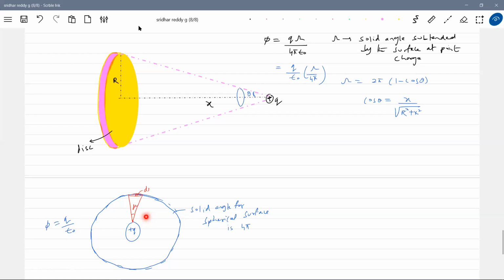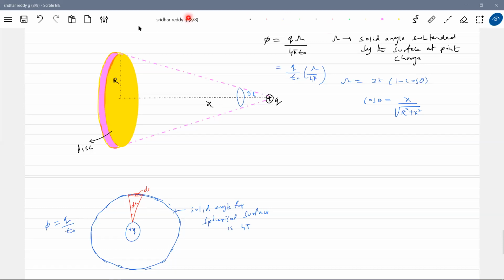Now you can see this. The d omega is also a spherical angular, sir, so it's also three-dimensional. So don't bother about that. Got this? Now, the solid angle subtended by the disk should definitely be a part of it. It should be less than 4 pi. Will you agree?